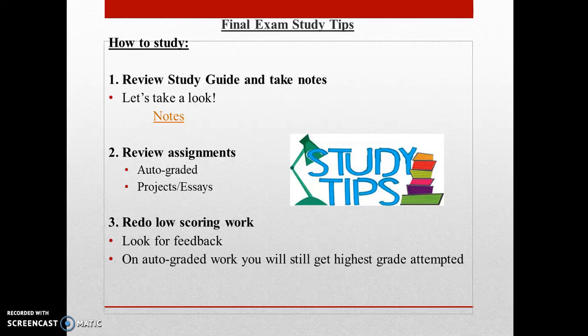So look for feedback from your teacher on assignments. Go back, click on the graded assignment, see if your teacher's left you any feedback on how to improve the grade. Anything that's auto-graded work, you're supposed to receive the highest grade attempted. So let's say you go back and you redo something that's auto-graded, and originally you scored a 70%, but this time you got a 60%. Well, you're supposed to get your score reverted back to the 70%. If for some reason that doesn't happen, let your teacher know.